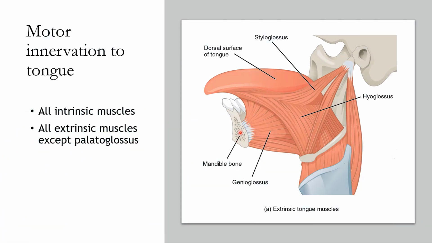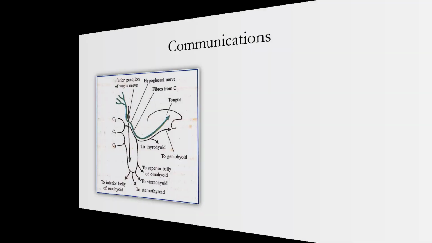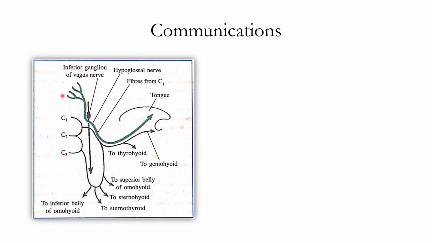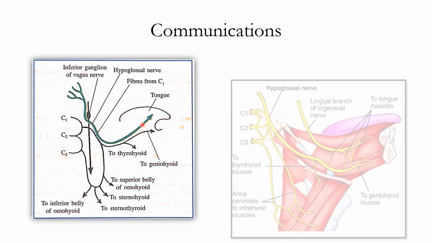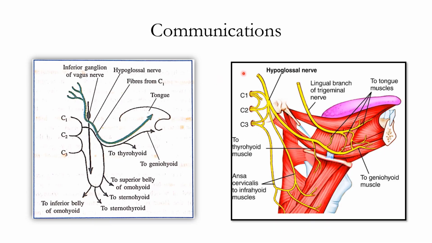Observe here, genioglossus is the bulkiest muscle of the tongue, which arches till the tip of the tongue, which is helpful for protruding the tongue. Dark green colored path in this picture is of hypoglossal nerve, which supplies most of the muscles of tongue. Hypoglossal nerve can be seen here.